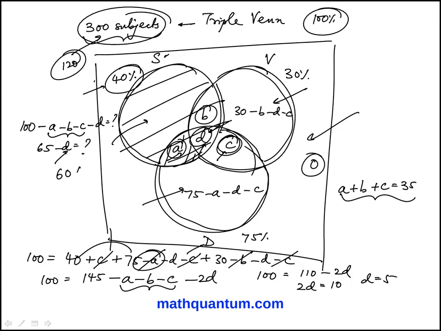So that would be 60%. That means 60% of the subjects experienced only one of these effects. The total is 300. 60% of 300 is 180, and that means the answer is choice D.